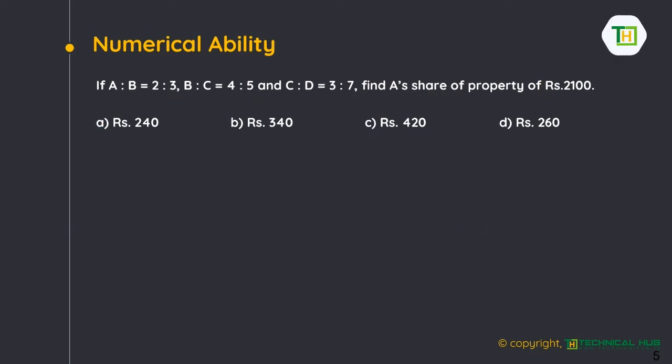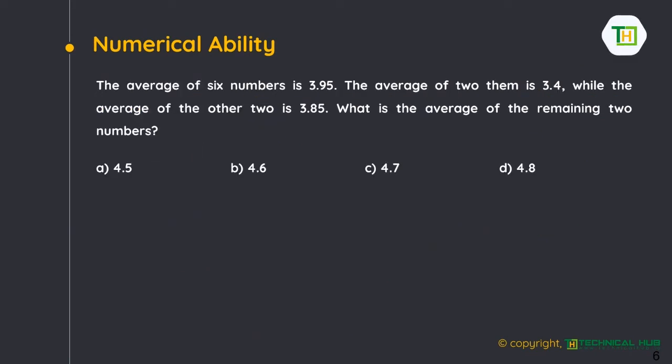Next one. The average of 6 numbers is 3.95. Therefore, the sum of 6 numbers is equal to 6 into 3.95, right? What will you get here? 23.7.